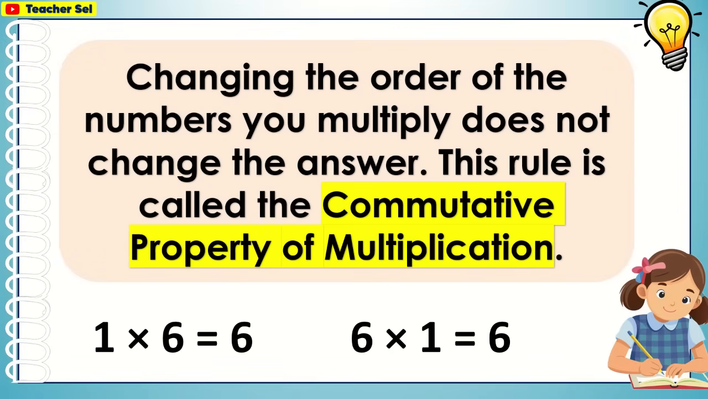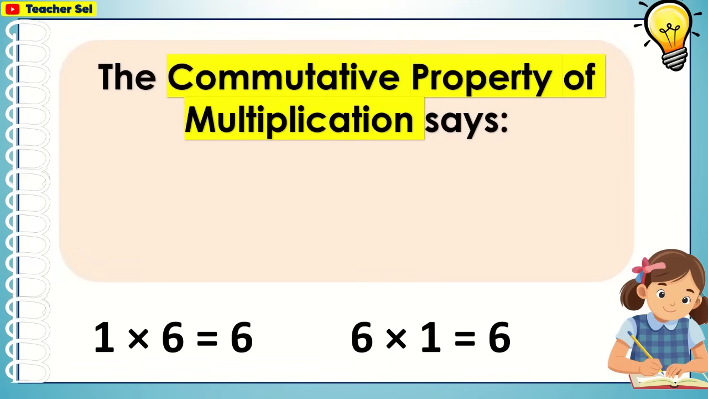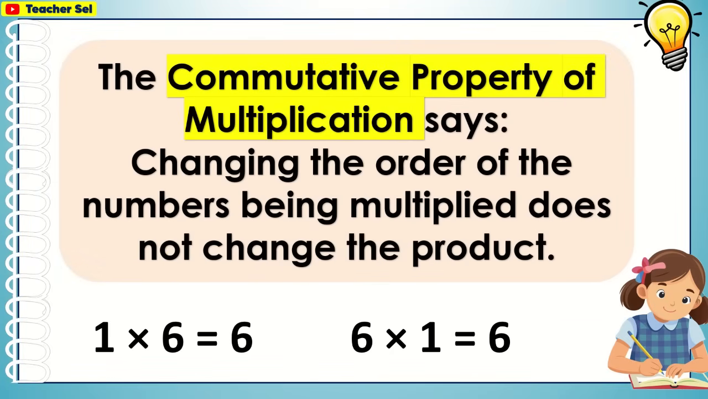Changing the order of the numbers you multiply does not change the answer. This rule is called the commutative property of multiplication. The commutative property of multiplication says changing the order of the numbers being multiplied does not change the product.